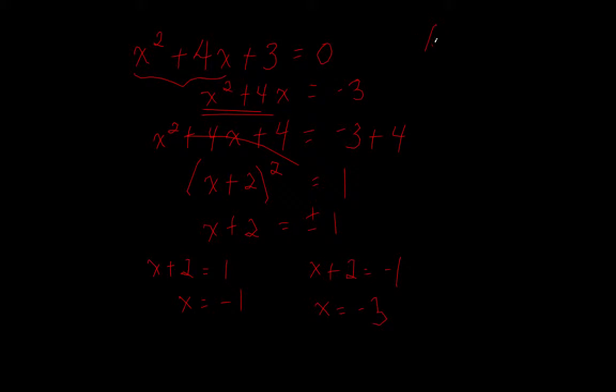And if you'd factored this, you would have factored it as x plus 3, x plus 1. And that's, see, negative 3, negative 1. So either way, you get the same answer, but this is just a different method. And this method helps you with circles and ellipses and things where it's not just a function of x.